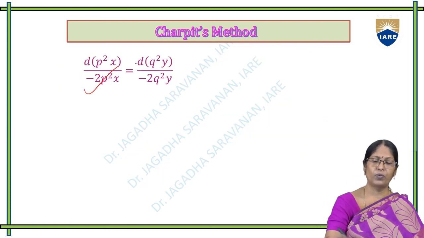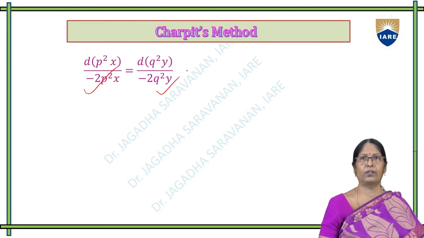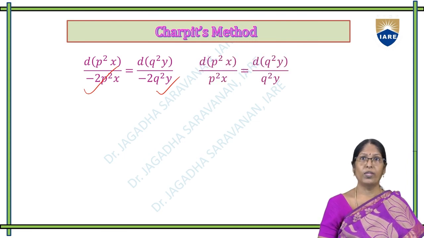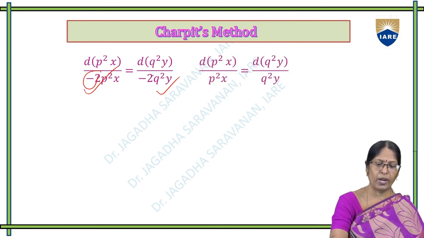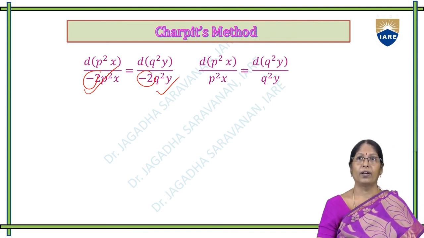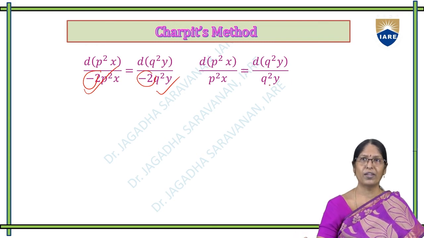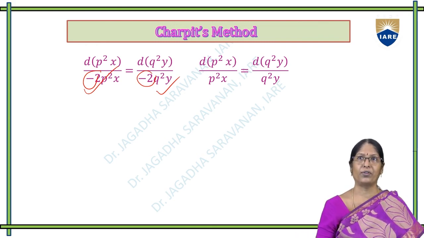So already we simplified this, just now we simplified this term. On both sides, this minus 2 common is getting cancelled. The leftover is differentiation of p square x by p square x. Noticing this, we are very comfortable for our integration, because p square x, the differentiation is up there. Here also q square y, the differentiation is up, easy integration.